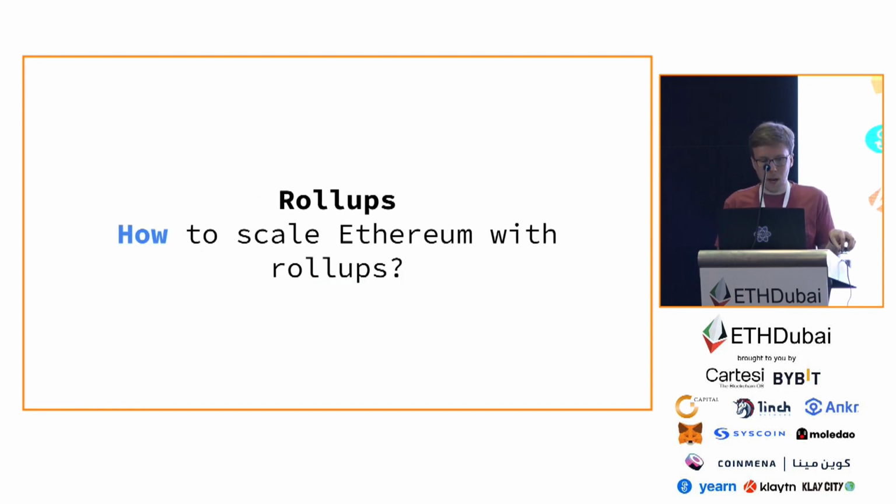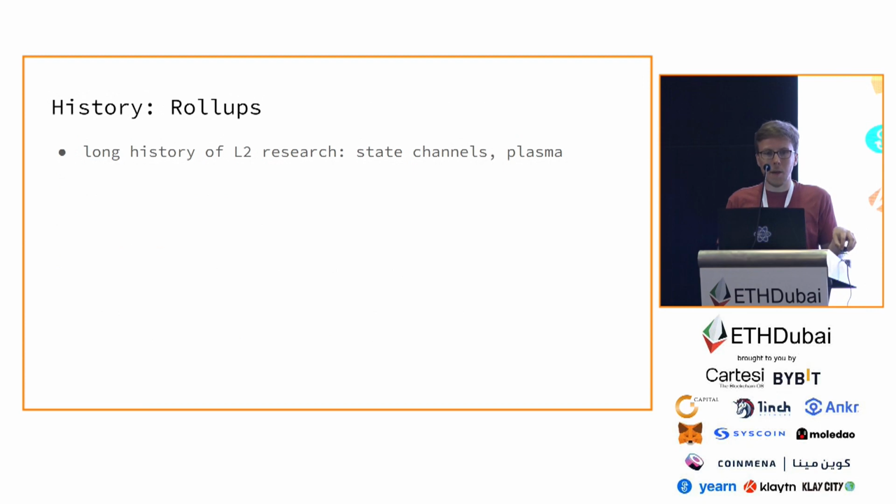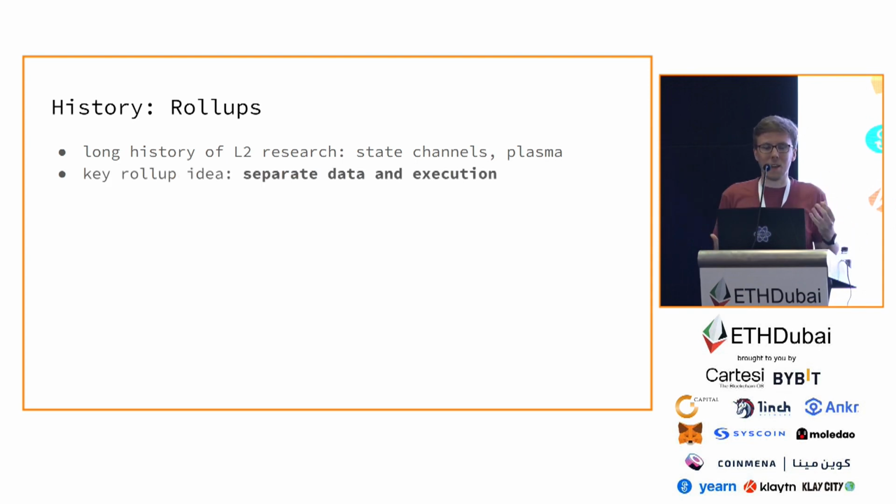So rollups, how do they work? They have a long history of other layer 2 research before that. If you were around in the days of Plasma, you might still be traumatized from how we spent years in that direction, but oh well. The key idea that we finally had with rollups was that we can separately treat the problems of scaling the execution and scaling the data of a chain.